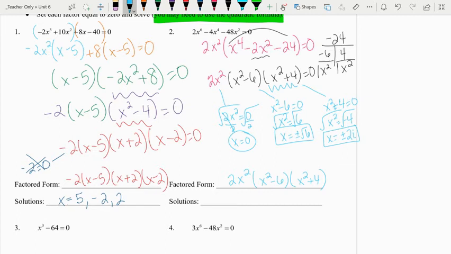Okay, we're bringing back everything that we did in chapter 5. So these would be all of our solutions. x equals 0, plus or minus the square root of 6, and plus or minus 2i.